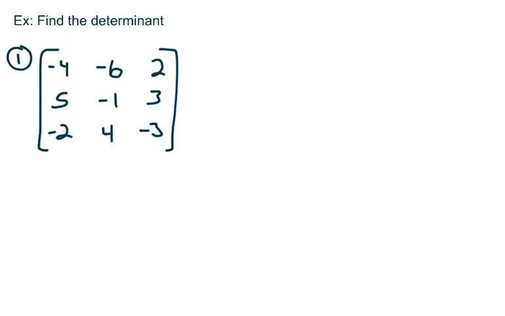Find the determinant. You can read it there. I'm not going to read it to you. Let's go ahead and write this out. I'm going to go ahead and write out my 2 columns to the right. So I'm going to rewrite the first and second column. So -4, 5, -2, and then -6, -1, 4, and then I need to find my diagonal products.